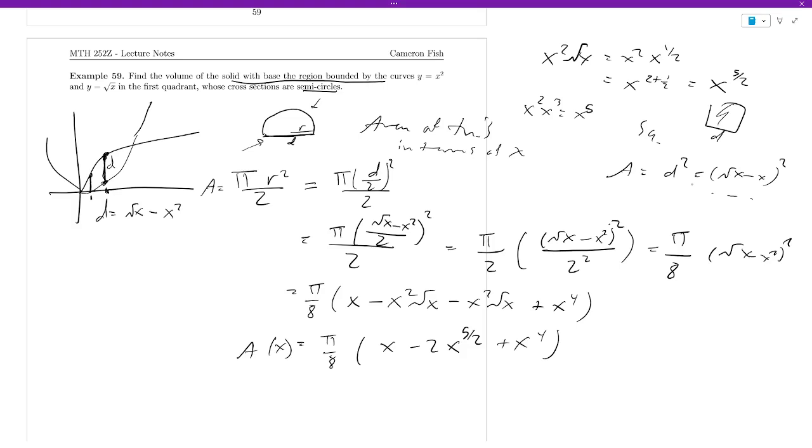If I want the total volume of my solid, all I have to do is integrate my area. I'm adding up all my little areas from the beginning to the end, so from A to B. Again, I have to figure out what A and B are. It's going to be these 2 intersection points for these 2 functions. So I want to solve square root of x equals x squared. I want to solve that for x.